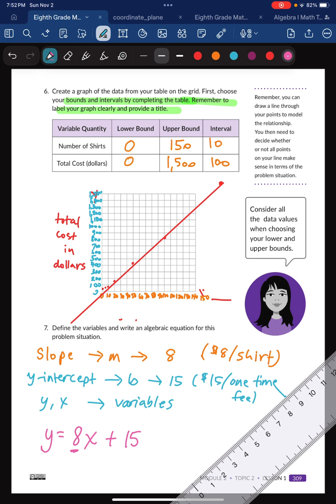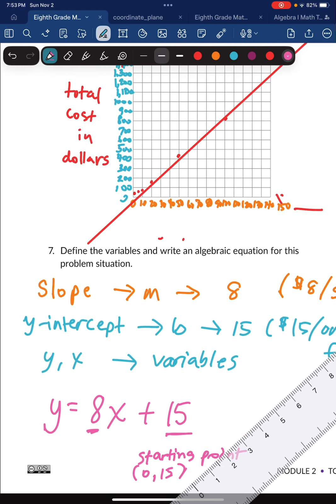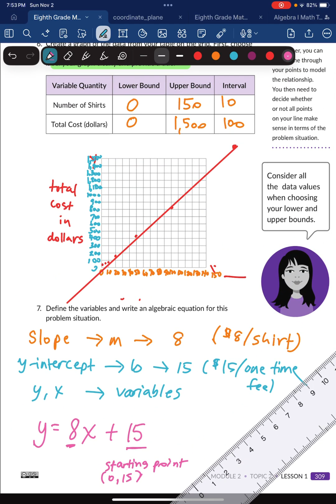We have a positive slope. We have a 15 as a starting point because that's how much it costs to set up the whole thing when you're going to order shirts. Starting point. Okay, so that is working through a whole scenario of how you can find what the equation of a line is when you have a starting point that's not 0.